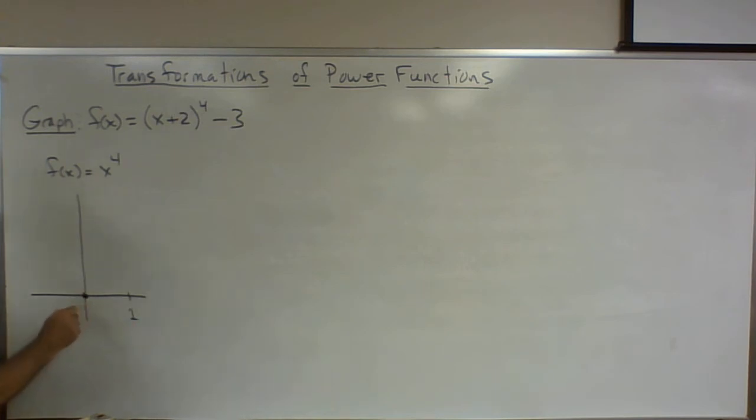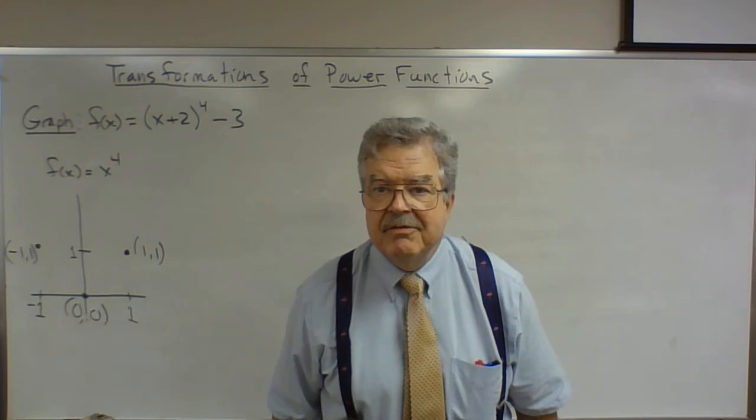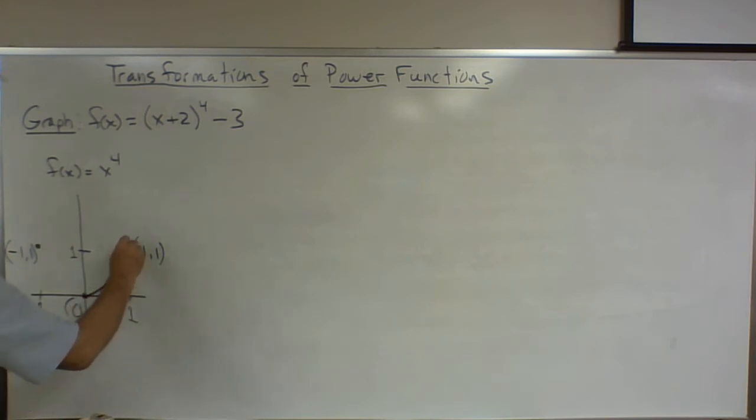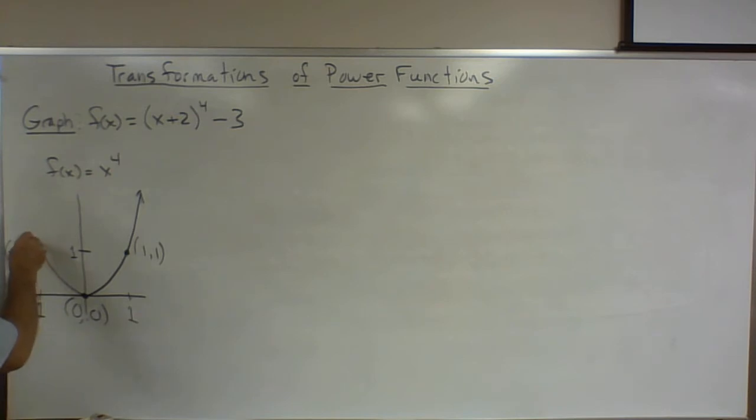We invite our old friends, -1, 0, and +1. And we remember that if the exponent is even, then the point (1, 1) is a point on the graph, and the point (-1, 1) is also a point on the graph, as is (0, 0). Let's see, did that all fit in the picture? Yep, sure did. And this is the skeleton upon which we hang the graph of f of x equals x to the fourth.